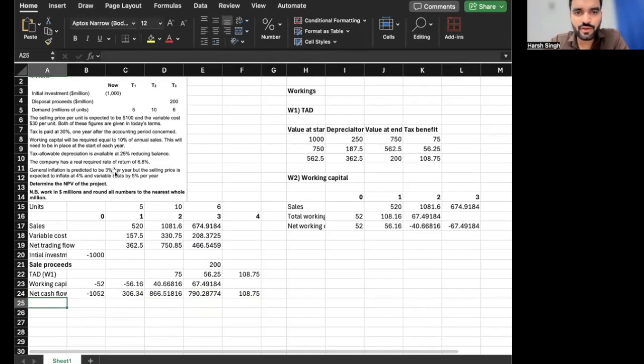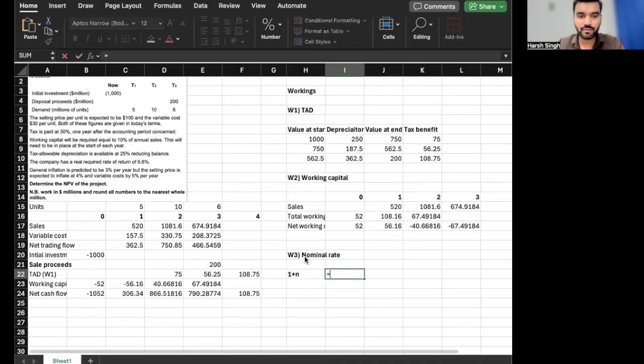Now, general inflation is given. The company has a real required rate. Again, real required rate is of no use to me. So I'll come to the working and I'll put down nominal rate calculation. Or I can just put down discounting factor. We all know the formula for nominal rate: 1 plus n is equal to 1 plus r multiplied by 1 plus h. Is the r given, everyone? 6.8. So I'll put it as 0.068.